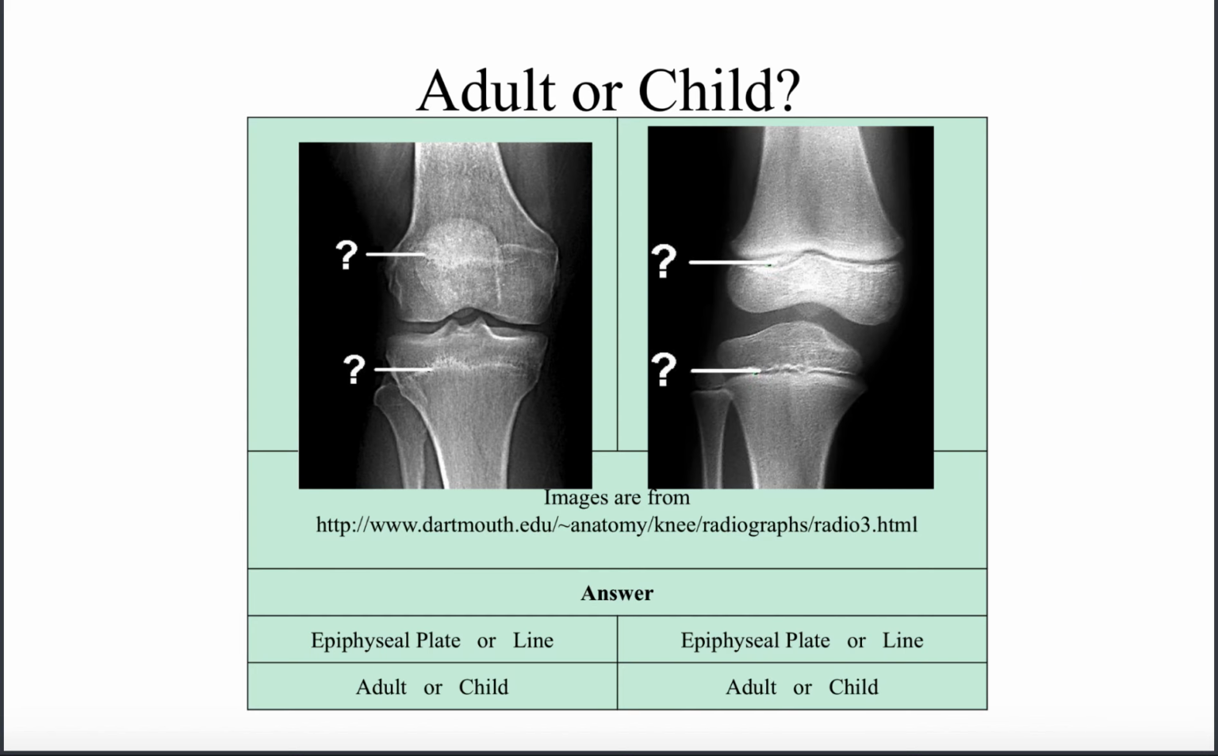So, look at these two images. It should be pretty straightforward, but figure out which one's the adult and which one's a child, and which one's a plate and which one's a line. Take a moment.